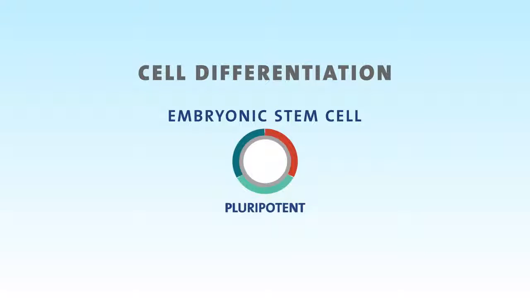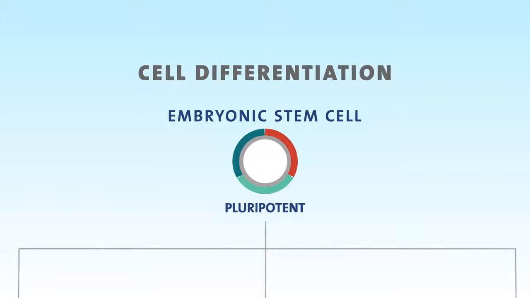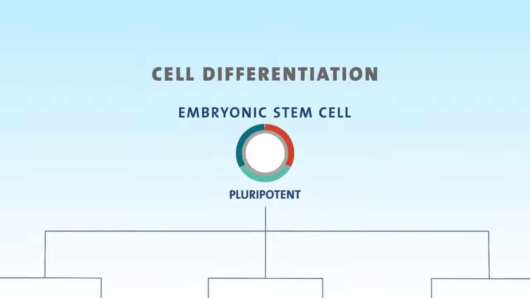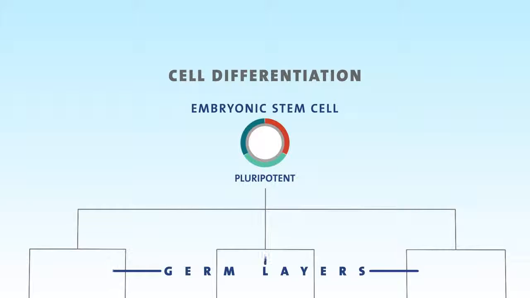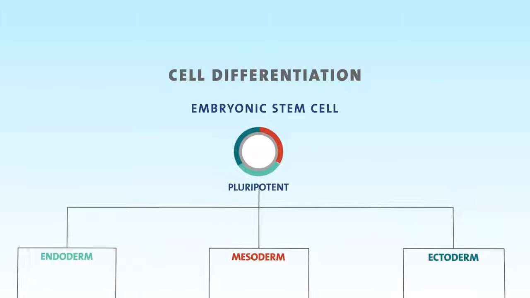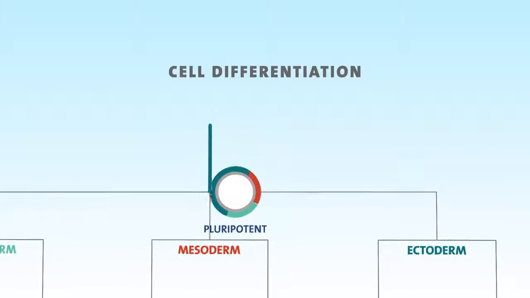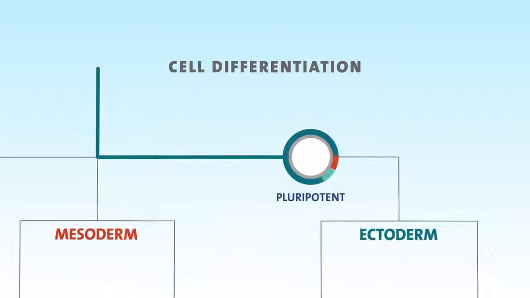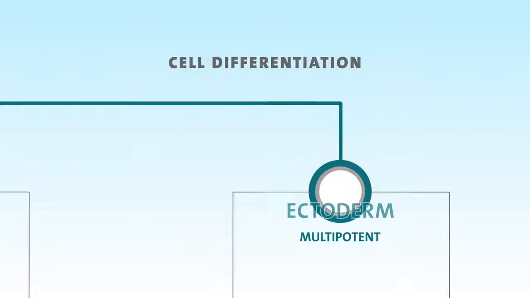A cell's location within the embryo and chemical signals will determine which of the three layers, known as germ layers, the cell will become part of. These three layers are the endoderm, mesoderm, and ectoderm. Once a stem cell has differentiated into a germ layer, it is now multipotent, which means that it can make many cell types within the layer.